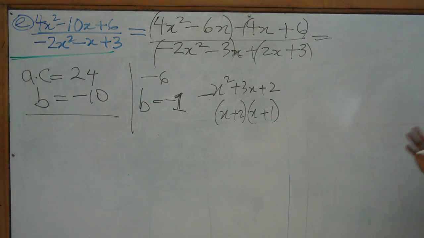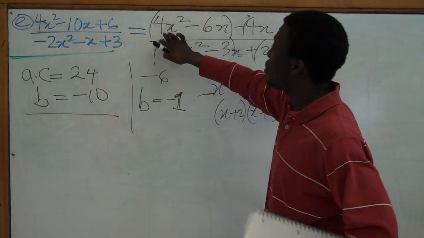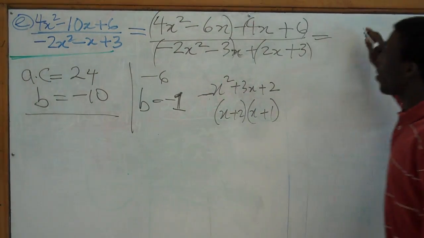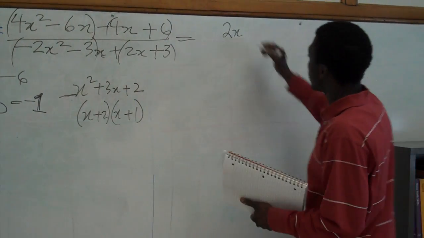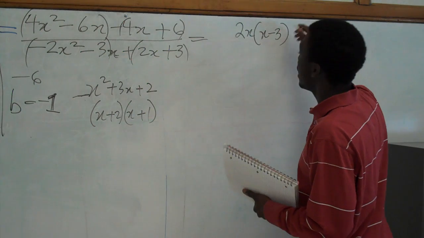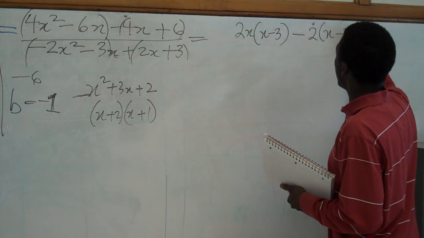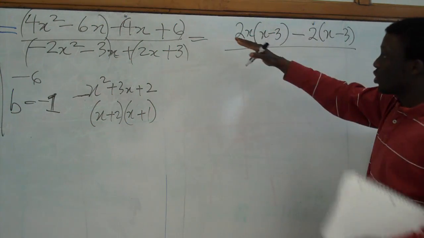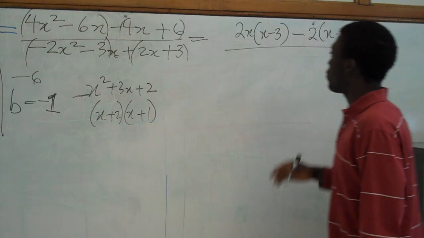Then it will make more sense. So let's go ahead and factorize by grouping. What is the common factor between 4x squared and 6x? We know obviously it will be 2x. We have 2x outside, and then we have x minus 3. And then we have minus 2 into x minus 3. That's what we get on the top when we take out what is common for the top.